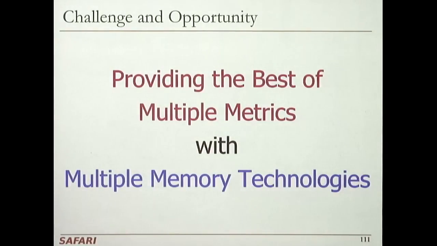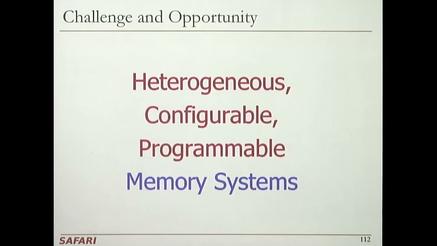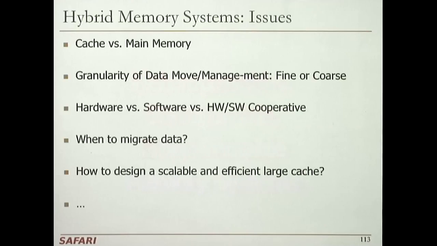That's an architect again. So this is a key problem now we're going to discuss. Basically, how do you provide the best of multiple metrics with multiple memory technologies? And in the end, this is really heterogeneous memory technology. And I think configurability and programmability will be important also, although you'll need to think a little bit abstractly when I discuss this. So there are many, many issues in a hybrid memory system.